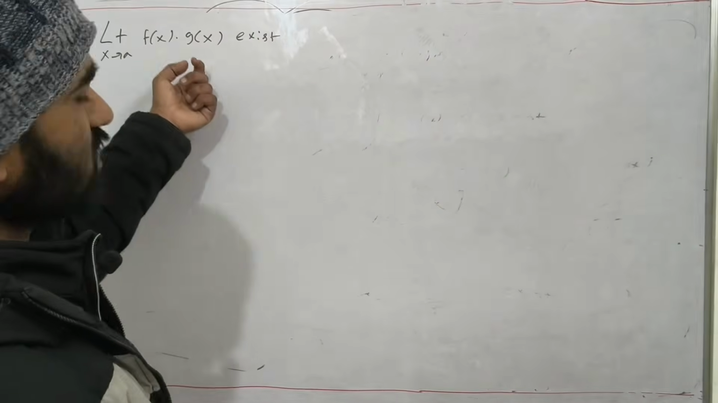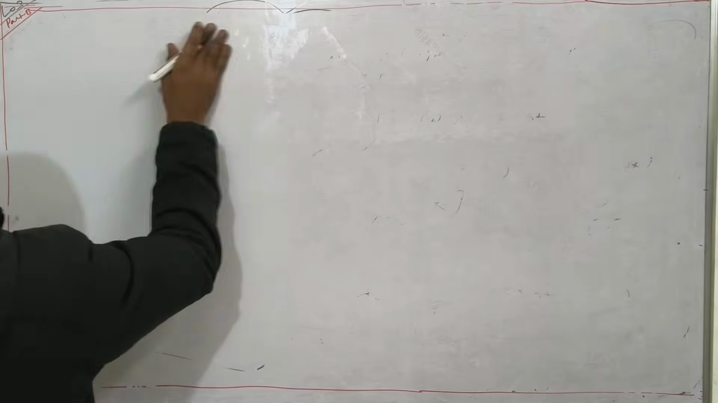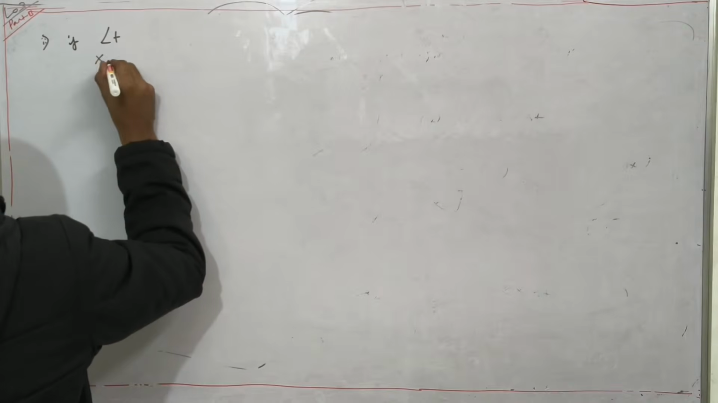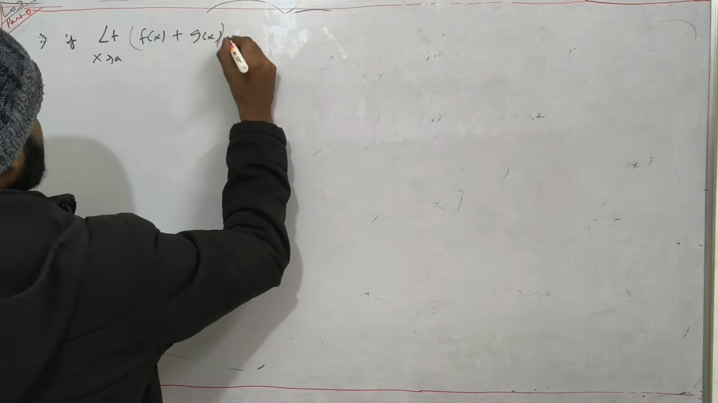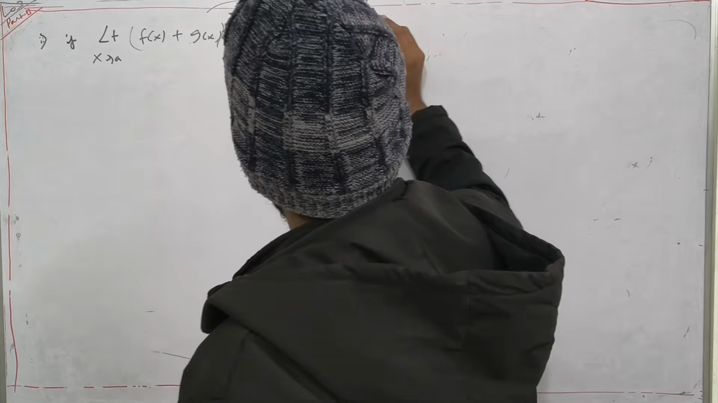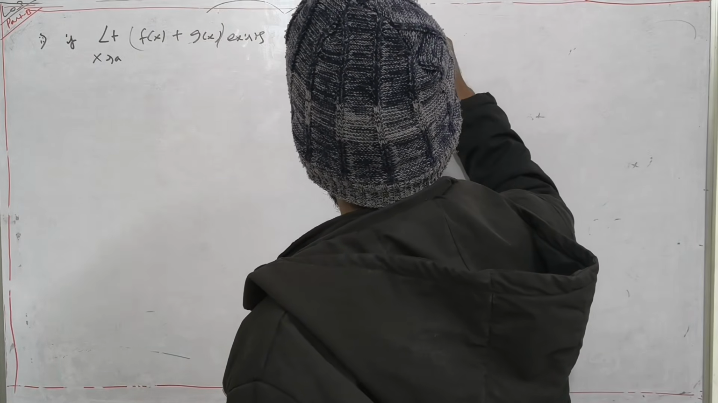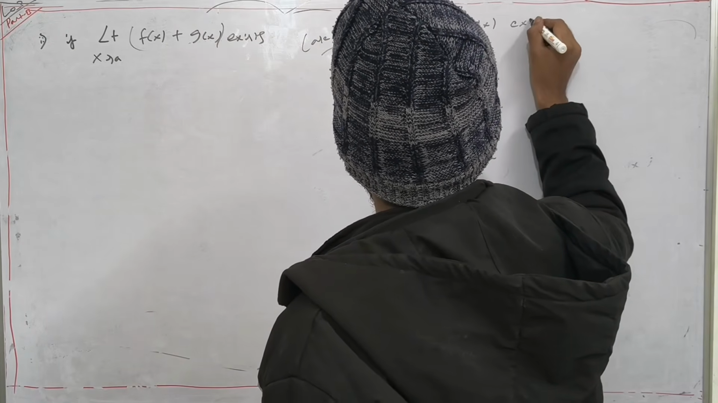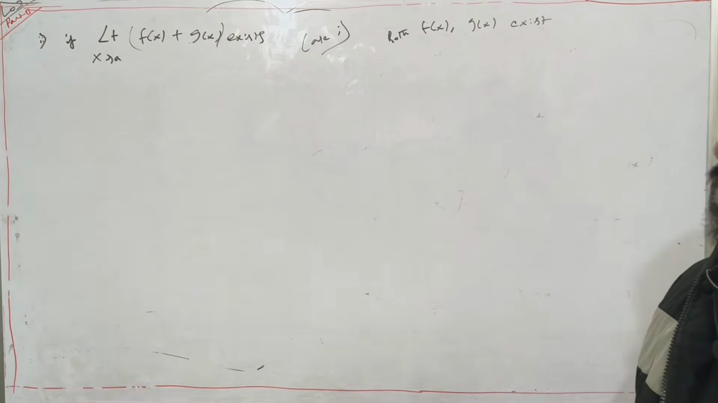for multiplication to exist. Okay, similarly, second concept is: if limit x tends to a f of x plus g of x exists, then we will have 2 cases. Case 1, both f of x comma g of x exist, or case 2, both f of x comma g of x don't exist.